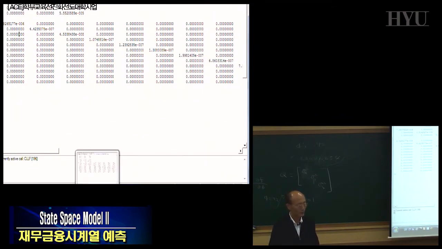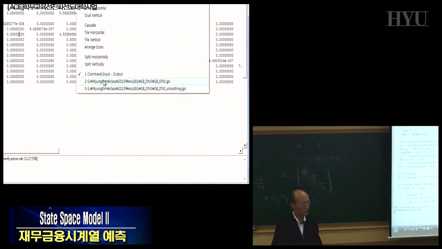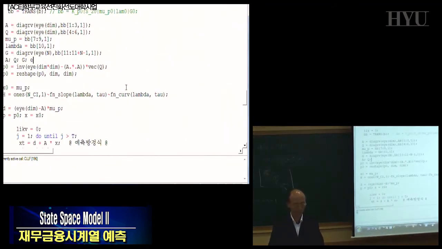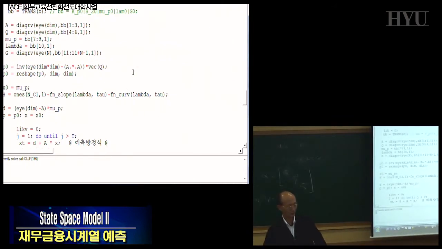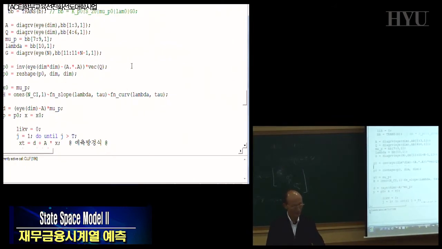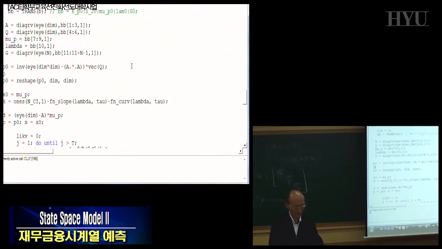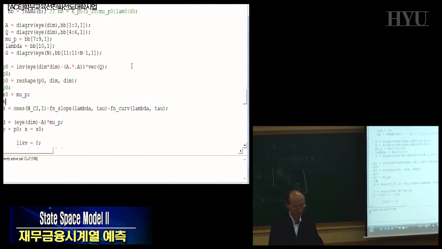Now, let's go back to the program. Okay, here, let me type what it does. P0 and P0 again. And let's take a look at X0. Okay, let's stop right there.